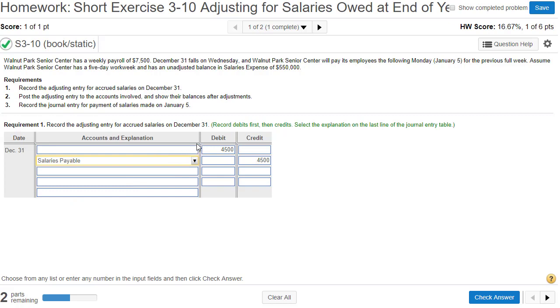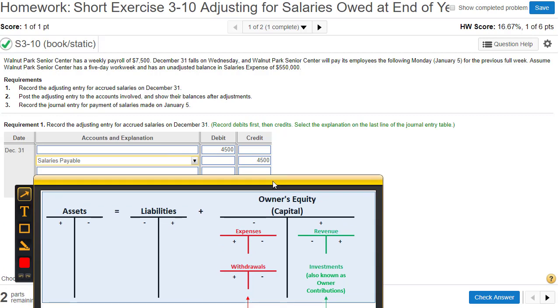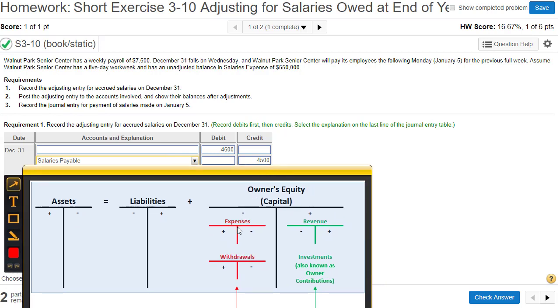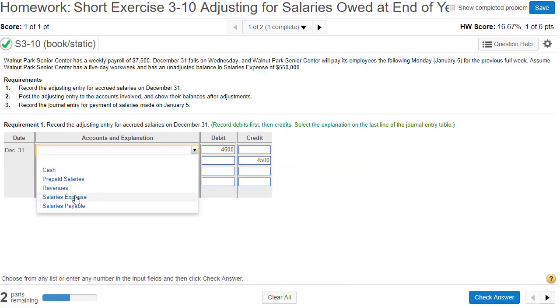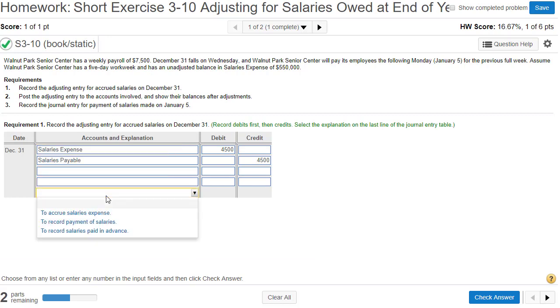And then for the other account, for the debit, we have to increase an expense called salaries expense. And how do we increase an expense? We increase it with a debit. So that's why we are debiting salaries expense. This is called accruing salaries expense. Accruing means you're recording something that has not been paid yet. In this case, the salaries have not been paid yet, but we're recording it now because it's the end of the year.